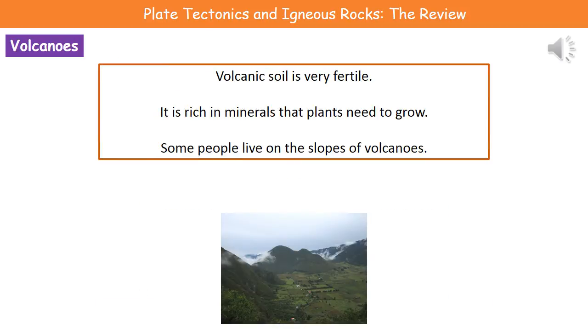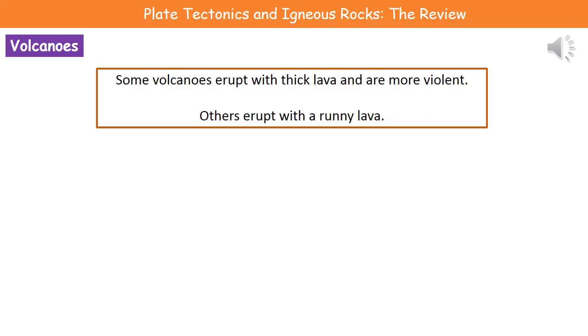So if we consider volcanoes then, one thing we do know is that the volcanic soil, so the soil that surrounds our volcanoes, is actually very fertile. Now the reason behind that is because it's got lots of minerals that the plants need to grow. So what we actually find is, despite the dangers, some people actually choose to live on the slopes of volcanoes because where the soil is nice and fertile, they can grow much better crops to support their families and businesses.